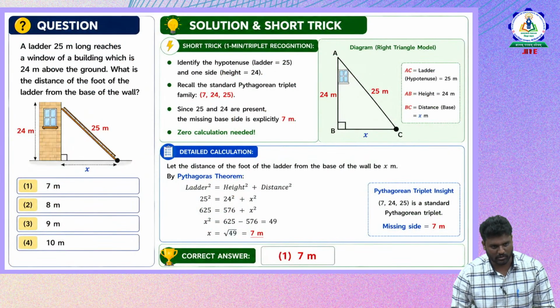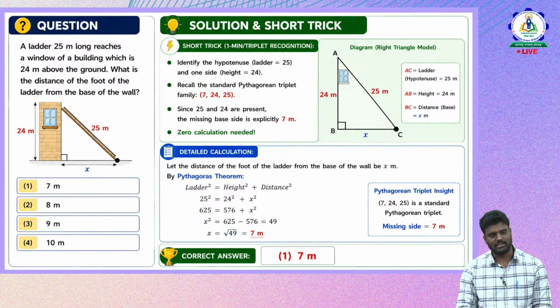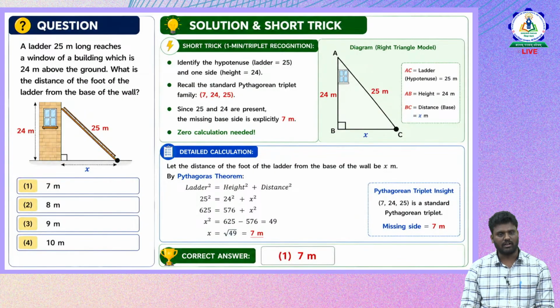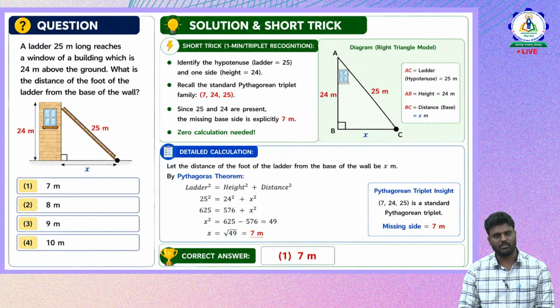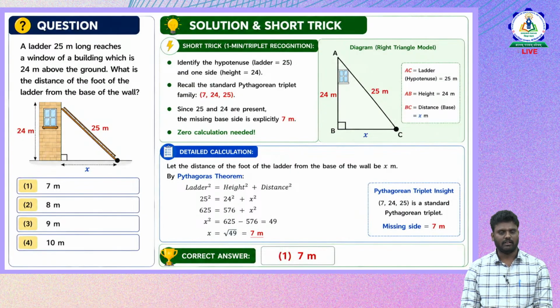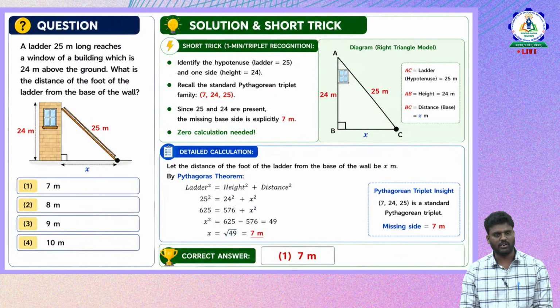Then let us see the first question here. The question is like this: a ladder 25 meters long reaches a window of a building which is 24 meters above the ground. What is the distance of the foot of the ladder from the base of the wall? Read the question clearly. What is it asking exactly? There is one ladder, and the ladder is 25 meters long. That means the length of the ladder is 25 meters, and it reaches a window of a building which is 24 meters above the ground.